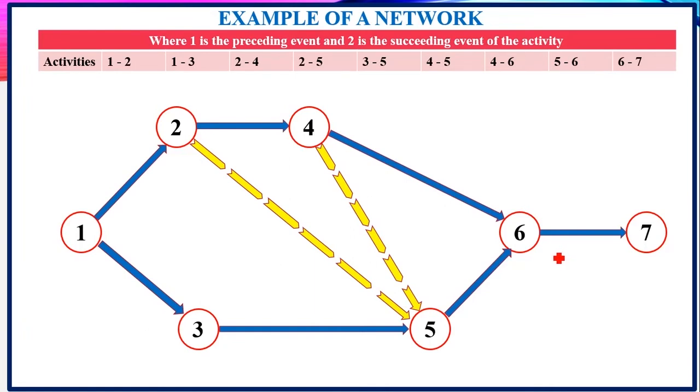The other thing you need to check, do we have any loops? No, because all my arrows are facing forward. There is no arrow that is going backward, and therefore it is done well. The other thing, look at how the activities are drawn. We have the dummy activities and we have the main activity. So my network is well done, and that means we have followed all the rules of drawing a network.